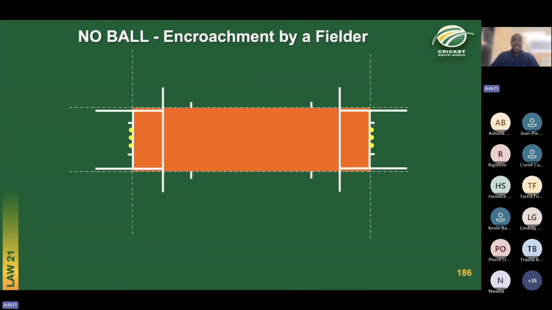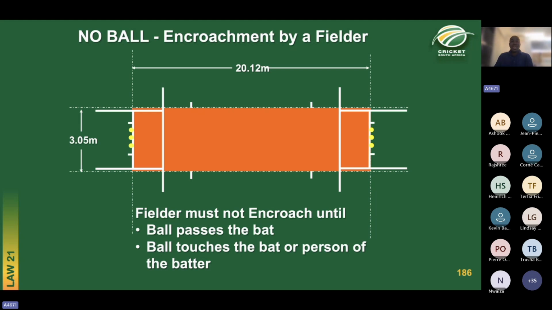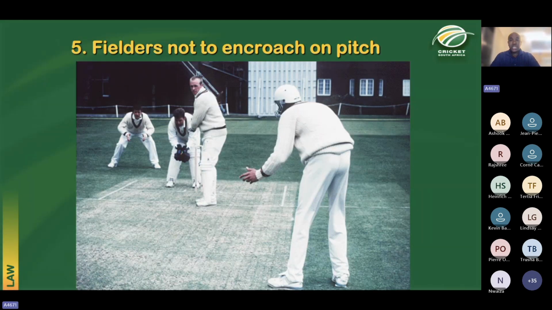Remember, we said the length of the pitch is 20.12 meters and the width of the pitch is 3.05 meters. No fielder is allowed onto this area that is shaded in orange until the ball passes the bat, or the ball touches the bat or person of the striker. If there is such an infringement as per this picture, you can see that fielder's left foot is on the pitch. That is not allowed.